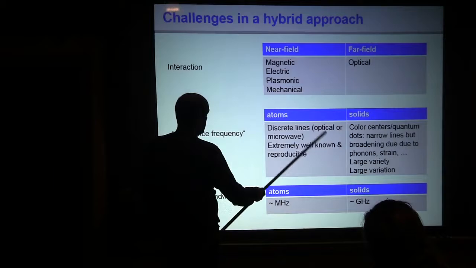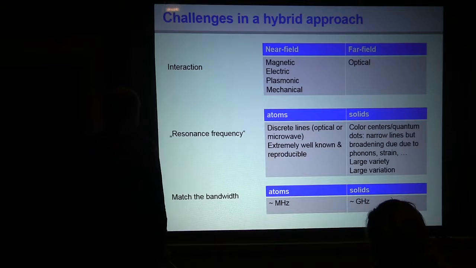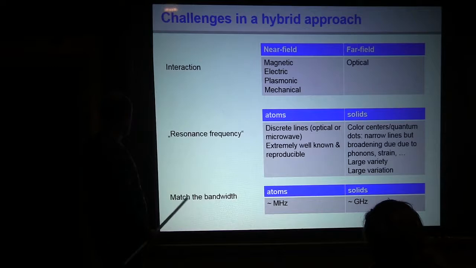So even if you have two identical, or you think you have two identical samples, depending on the internal structure of the crystal, they can still have rather different emission properties. And so these are the things you have to fight here. And if you want to bring them together, you have to come up with a way to overcome this. And finally, there's the bandwidth problem.